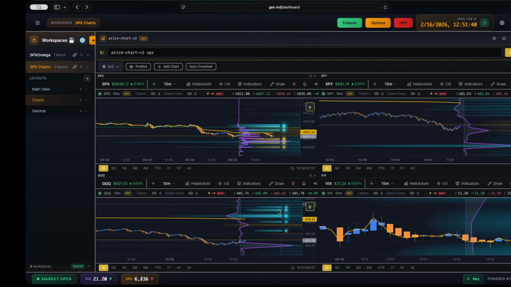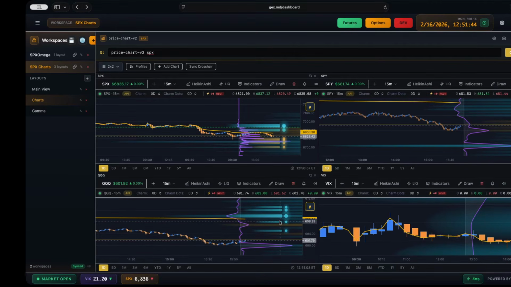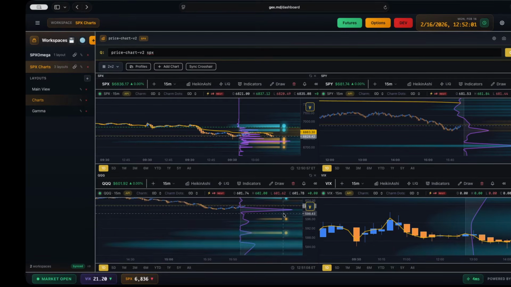So as you can see here, QQQ showed me the move for tomorrow is to the downside. But this is the thing, I don't trust this. I don't trust this either till we open. Between 9:30 and 10, I don't do anything. I just don't follow anything. I just watch what the market is doing.